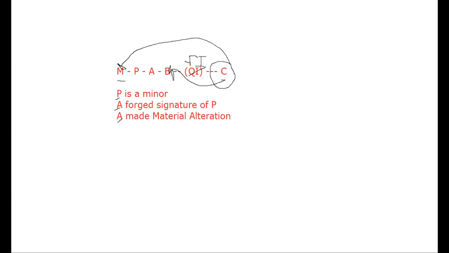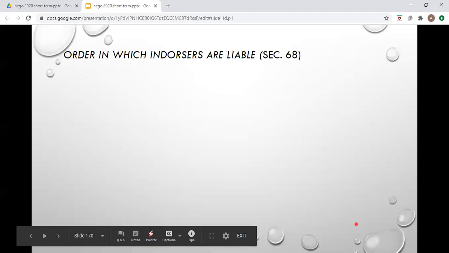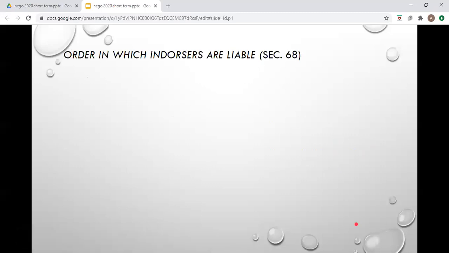Okay? So, that's the discussion on warranties of a general as well as a special qualified endorser. And then order in which these endorsers are liable, they are liable according to the order in which they endorse. So if you are an accountancy student, di alam mo na yung sinasabi natin na LIFO tsaka FIFO, yeah? The order in which the endorsers are liable is actually FIFO. First in, first out. Ikaw na unang endorser, ikaw yung unang magiging liable unless they agreed otherwise.